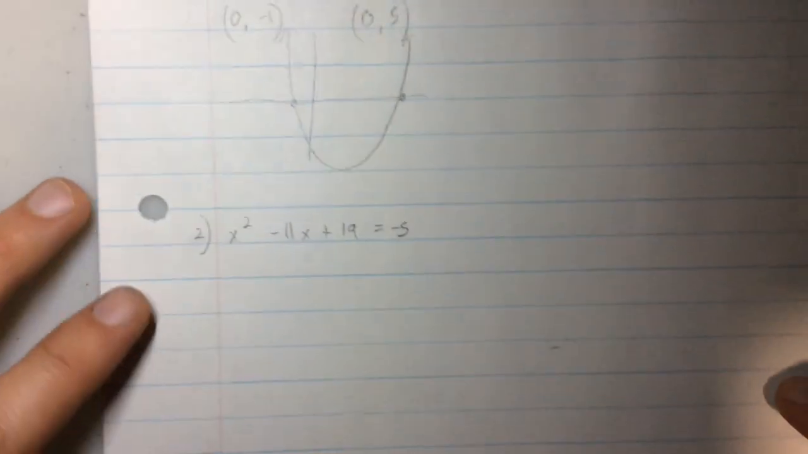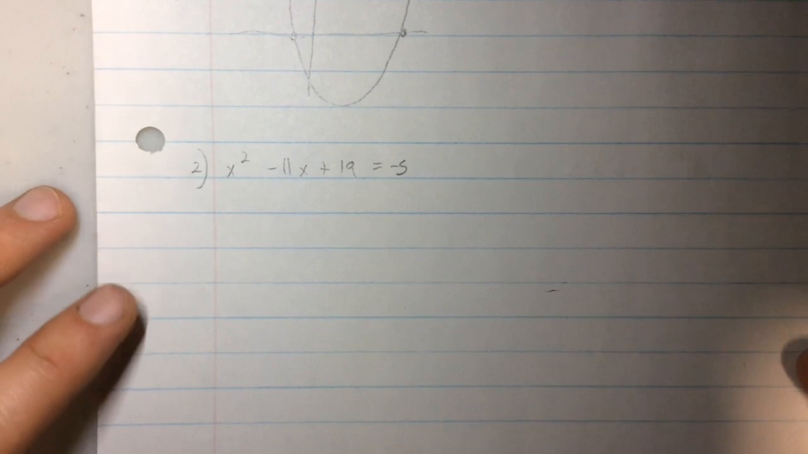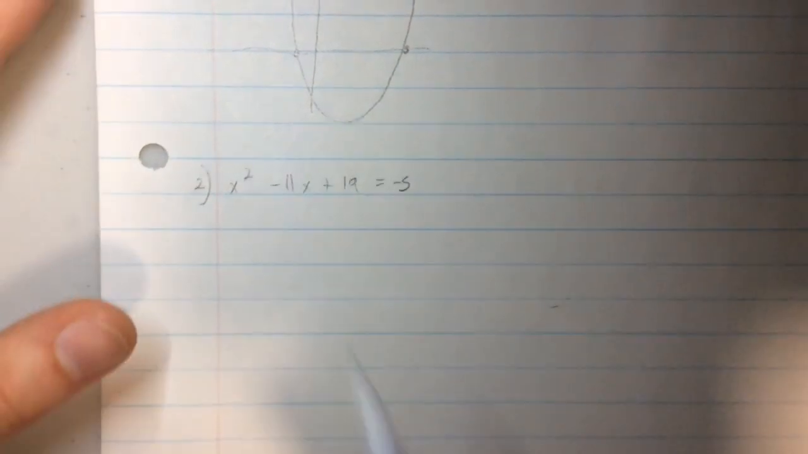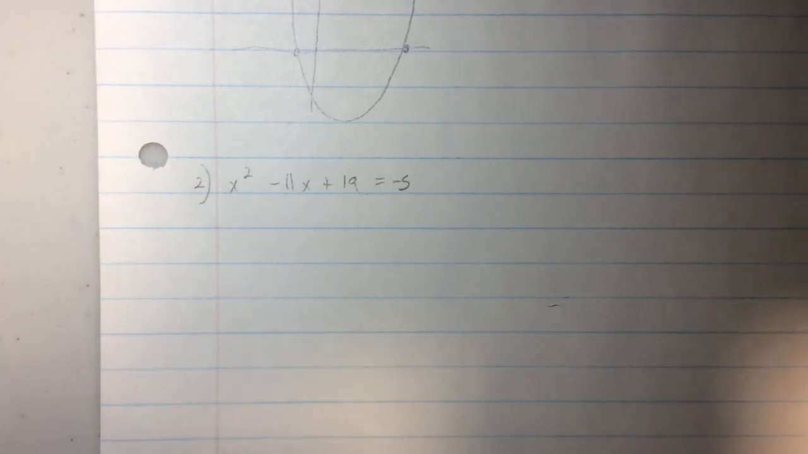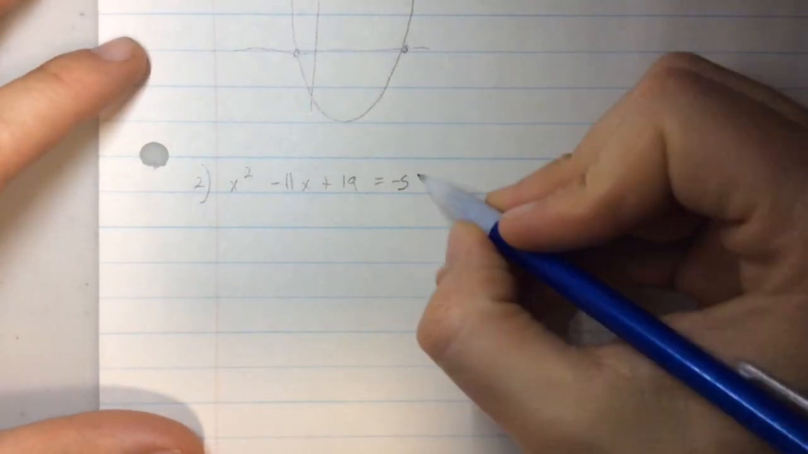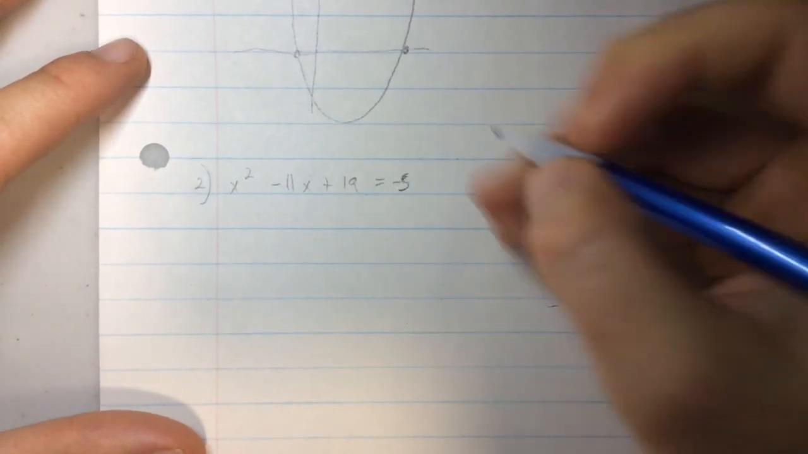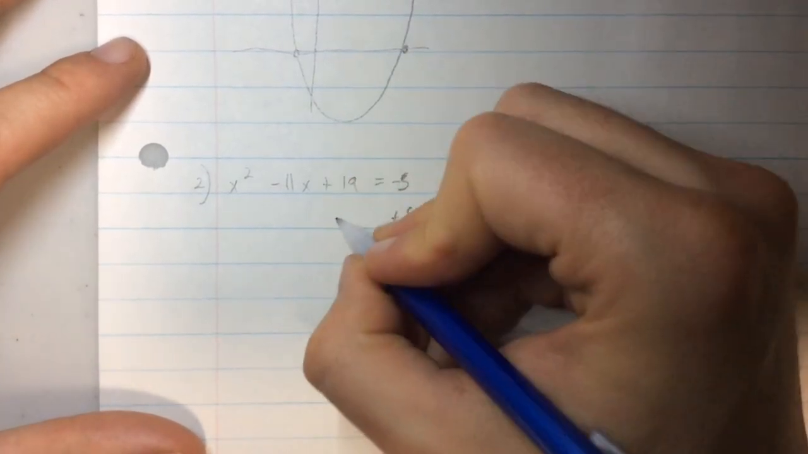All right, number 2. A little more difficult. I think you guys should be okay with them, but I at least want to cover it. So we've got to get this side equal to 0. That's the whole purpose. When y is equal to 0 is what we're solving for. So the way we do that is, since this is a -5, the inverse operation is going to be to add 5 to both sides.